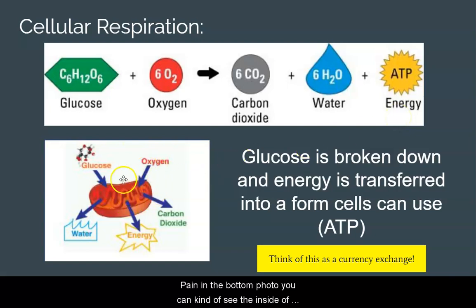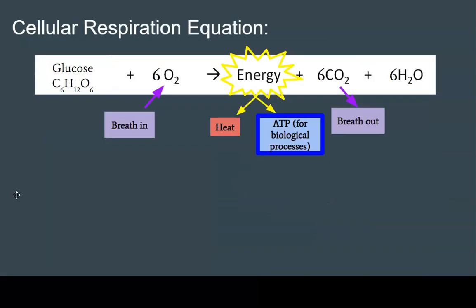And in the bottom photo, you can kind of see the inside of a cell. This is a part of a cell that we will learn about when we learn all about cells. It's called a mitochondria, and it's the powerhouse of the cell. It is where all of this respiration magic happens. But for right now, just know that this is something that all of our cells do, which is why it's called cellular respiration.